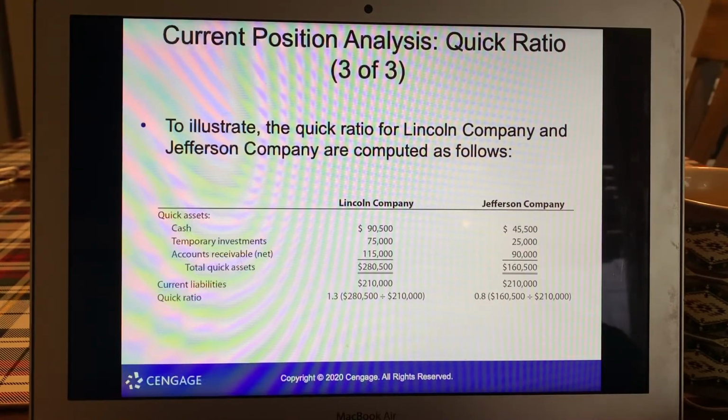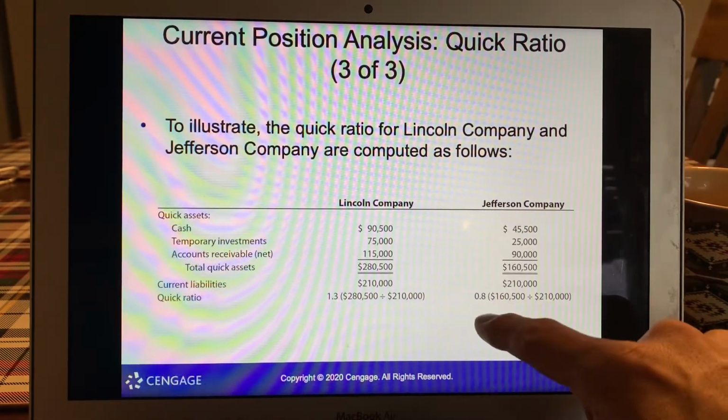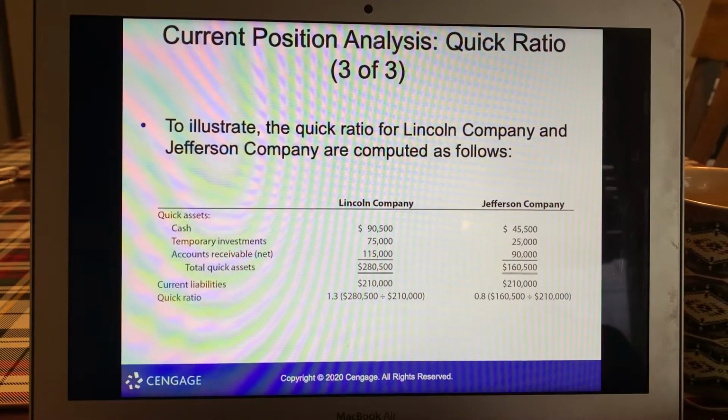So here's another example. This is the quick ratio looking company to company. This is 1.3 and this is 0.8. So definitely, Lincoln Company is in a better position than Jefferson Company.